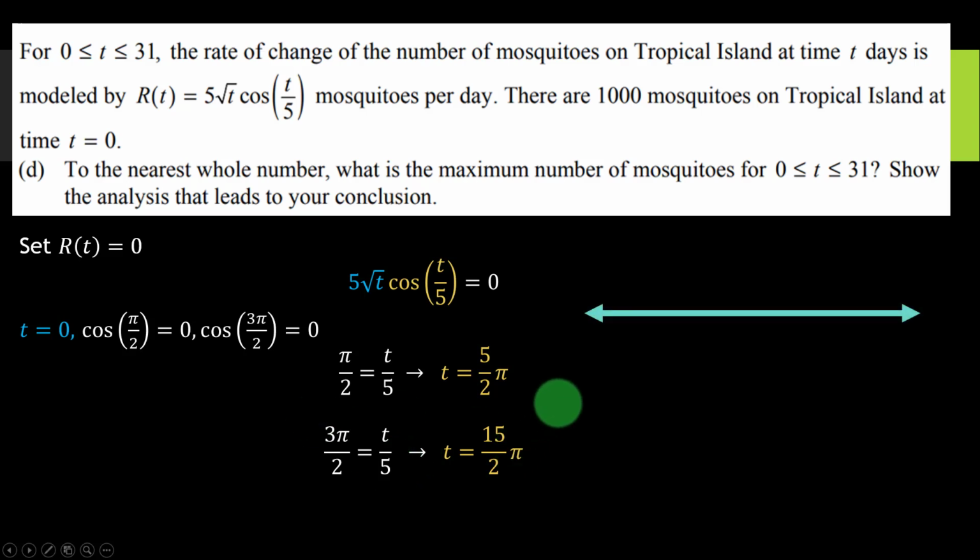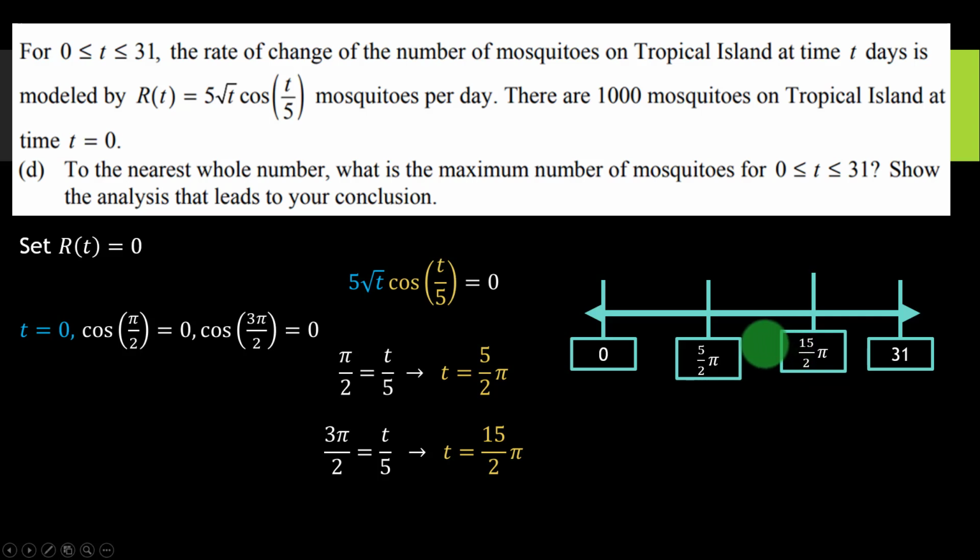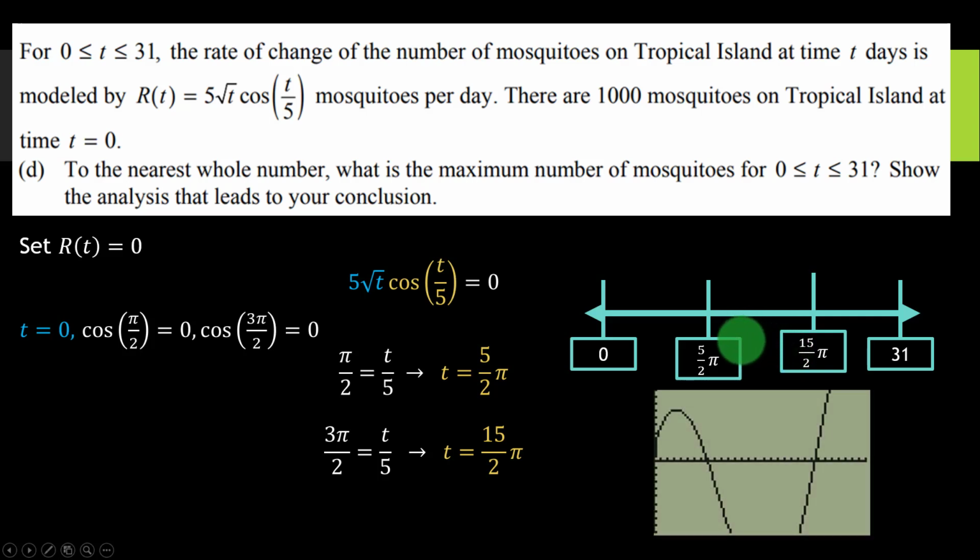So on a number line, we have our 5 halves pi and our 15 halves pi. Then we have our endpoints, 0 and 31. And this is the graph of r of t. So if we look at the graph, between 0 and 5 over 2 pi, we are above the x-axis, so it's positive. Then between 5 over 2 pi and 15 over 2 pi, we are negative. And between 15 over 2 pi and 31, we are positive again.